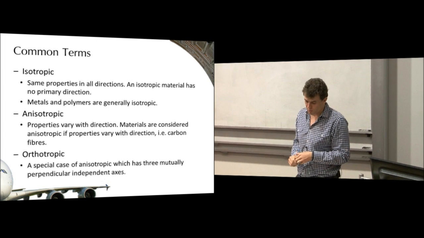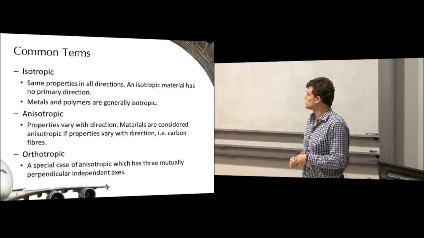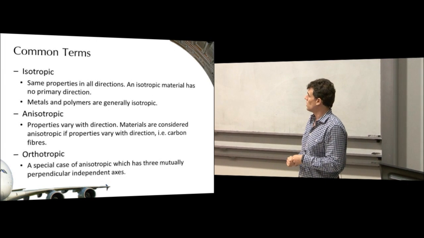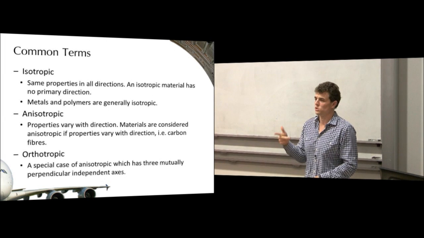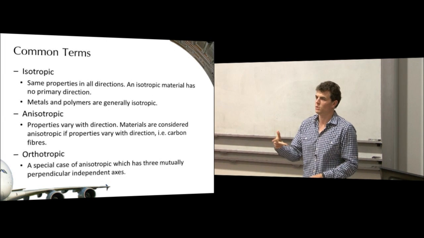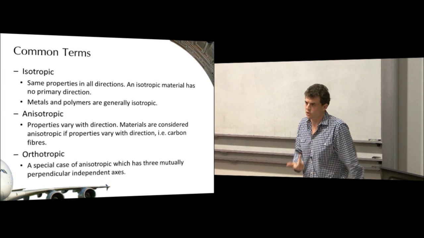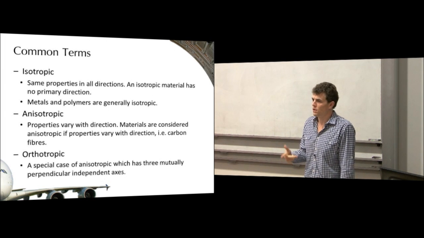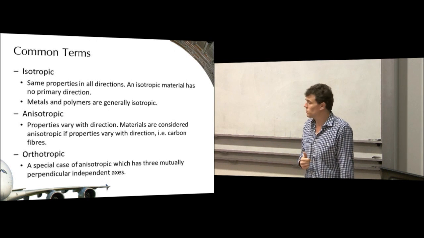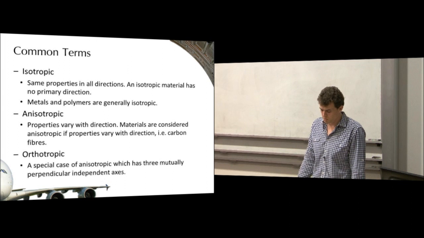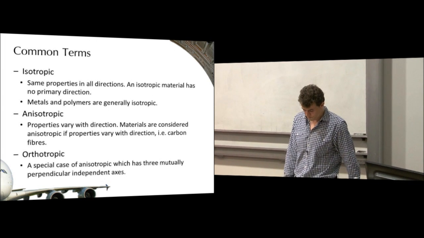And orthotropic, which is a common term in composites, is a special case of anisotropic. It's a special case when there's three mutually independent axes. So there's three ways of looking at the material that are independent of one another. So Cartesian coordinate system generally. So if you think of X, Y, Z, if those three directions are independent in the material, we call that material orthotropic. And we'll see a little bit more later on about how that pertains to composites.